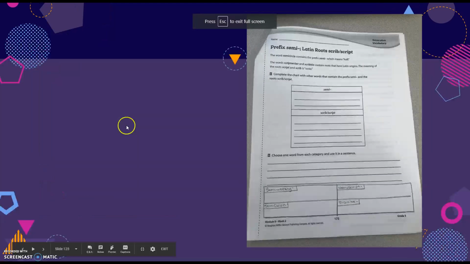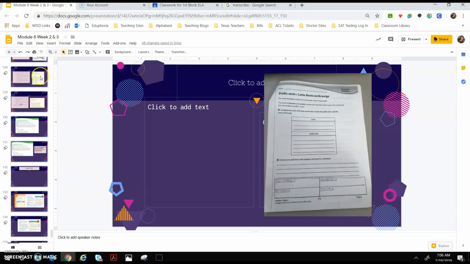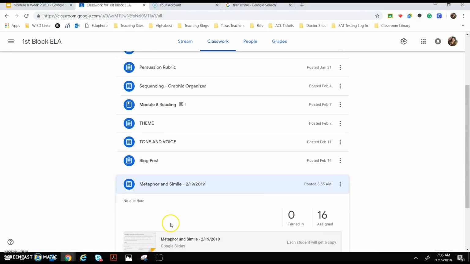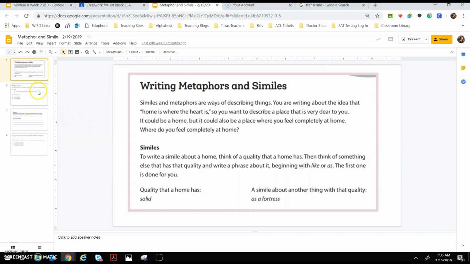Okay? Now, moving forward, during the writing workshop time, you are going to be working on an assignment that you will be able to find in the Google Classroom. In the Google Classroom, it's under metaphor and simile. So we are going to be learning at this point, you will have made it here, to writing metaphors and similes, okay? So similes and metaphors are ways of describing things. You are writing about the idea that home is where the heart is. So you want to describe a place that is very near to you. It could be a home, but it could also be a place where you feel completely at home. Where do you feel completely at home?